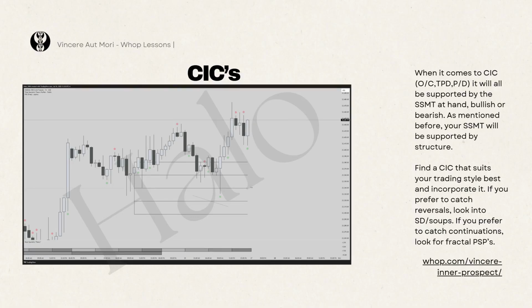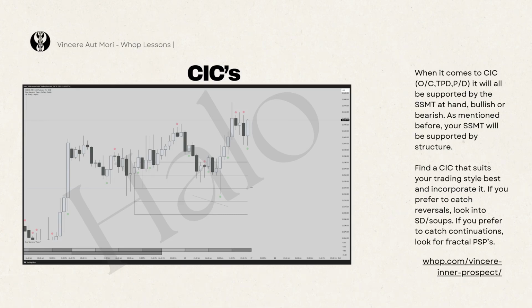As mentioned before, your sequential SMT will be supported by structure, right? Structure trumps everything. Meaning if you're in a bullish market and you're trying to short and there's bearish sequential SMT, one of two things is going to happen. One, you're going to eat a stop loss real quick. Or two, which is also a possibility, we reverse to EQ of a range and then reverse back up higher and take you out or hit your stop loss or break even, right?